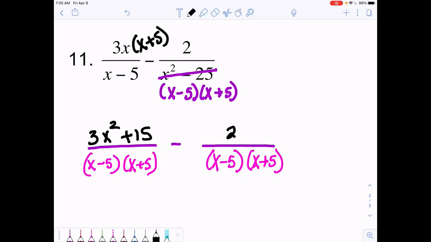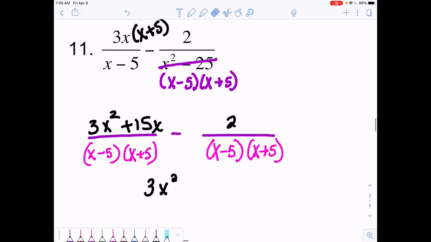If the least common denominator is exactly the same as the denominator in your original fraction, then you're not changing the numerator. So when you subtract, we have 3x squared. You're subtracting 2, so that makes a negative 13. Oh! This is to say, Mrs. Kane, you totally forgot the x with the 15 there.